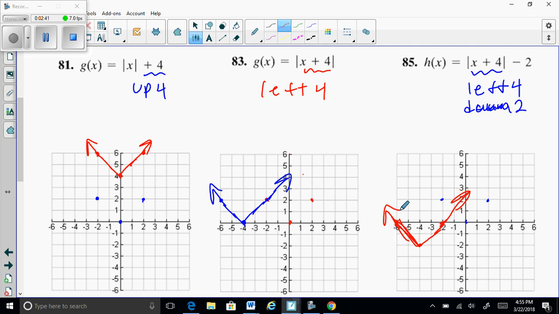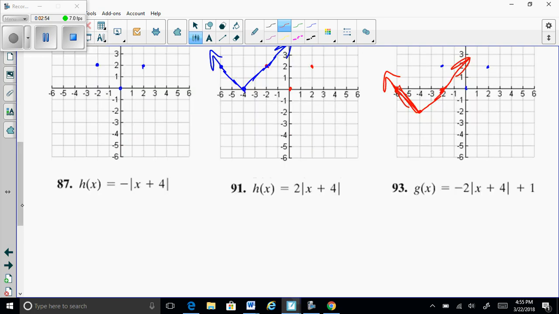So hopefully you were kind of catching on at this point. The main thing is just recognizing, am I dealing with the parabola, absolute value, or the square root function? And we still have a couple more to look at after this one, 2 more.